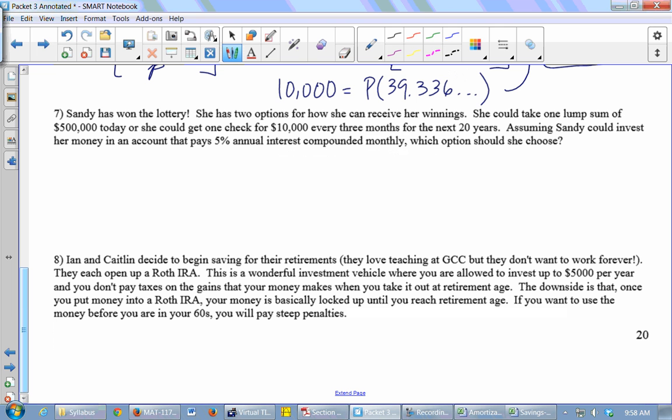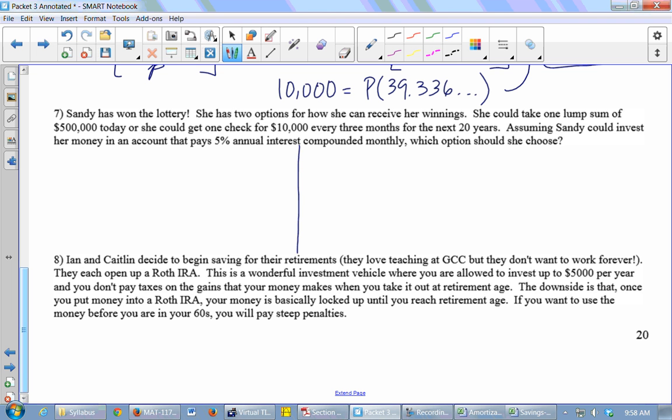So Sandy has won the lottery. Congratulations. Yeah. She has two options for how she can receive her winnings. You could take one lump sum of $500,000 today, or she could get one check for $10,000 every 3 months for the next 20 years. Assuming that Sandy could invest her money in an account that pays 5% interest compounded monthly, which option should she choose?